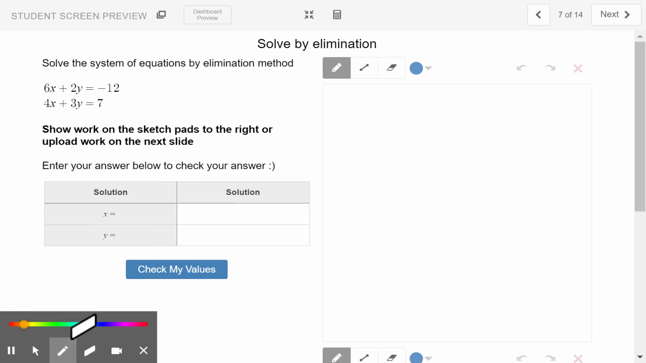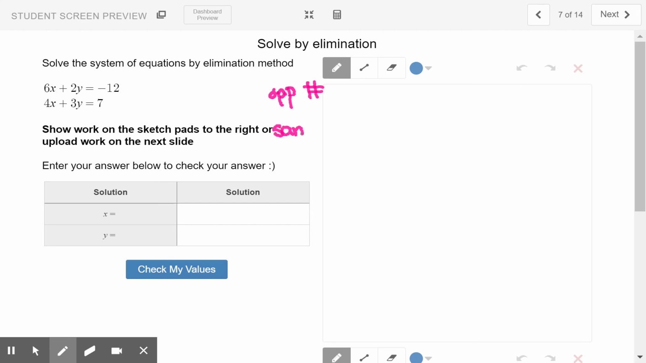Now the flow map said multiply the first equation by the opposite number, and then the second one said multiply the second equation by the same number. So let's be specific. We are talking about the leading coefficient. So we're talking about the numbers in front. So we are looking at the 4.